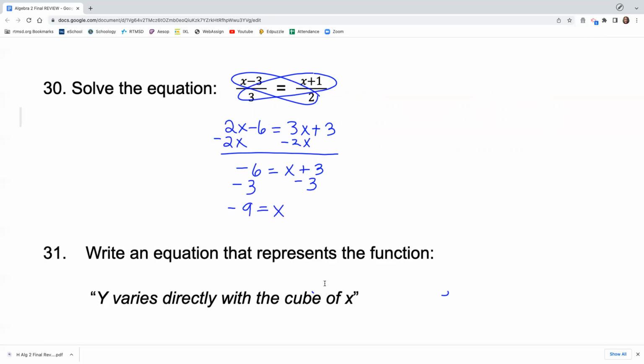X equals negative 9. You can always check your answer by replacing your number back in for x to make sure it works.